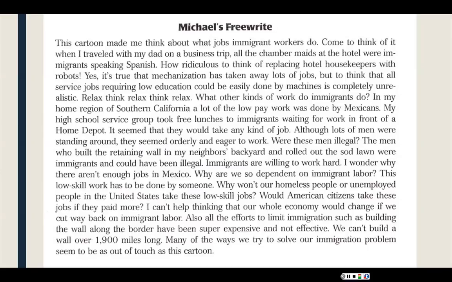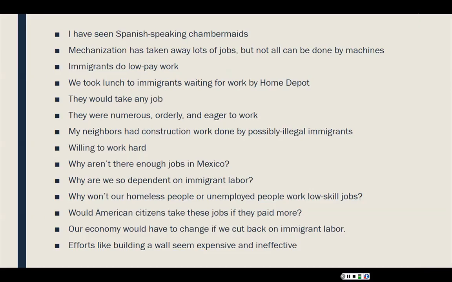This is not a good essay by itself. It does contain some good ideas as jumping off points. So let's see how we can make this from just an exploration into an actual essay. So I took the ideas in Michael's free write and I put them into a bulleted list. Now we have ideas that Michael can write about, but that's still not organized. So we need to sort it out.